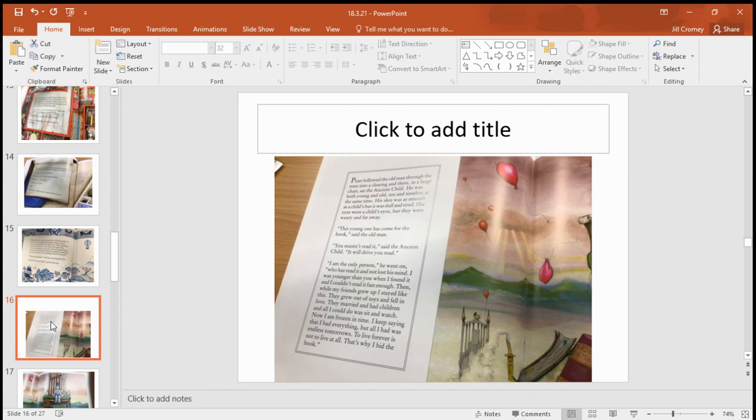"They grew out of toys and fell in love. They married and had children, and all I could do was sit and watch. Now, I'm frozen in time. I keep saying that I had everything, but all I had was endless tomorrows. To live forever is not to live at all. That is why I hid the book."